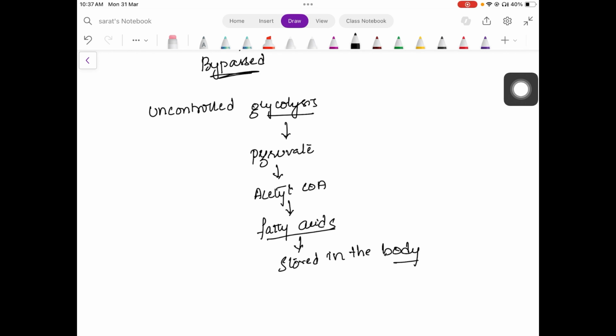This phosphofructokinase step is bypassed. So there is an uncontrolled production of pyruvate and acetyl-CoA. That acetyl-CoA will be converted into fatty acids, and these fatty acids are stored in the body and they will have deleterious effects. This is how high amounts of fructose will cause deleterious effects.